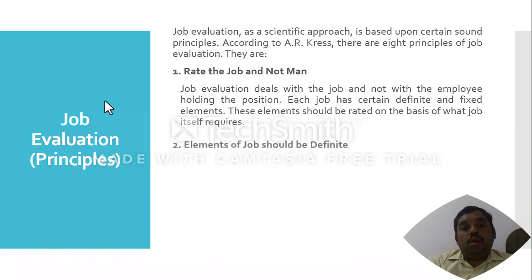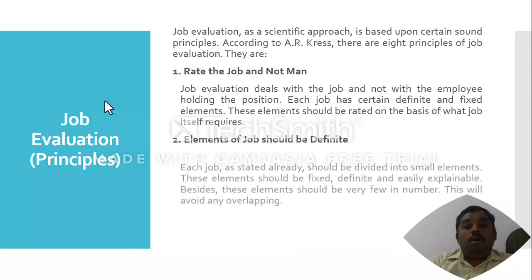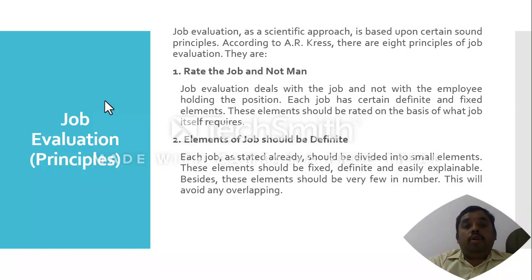And the second one is all about the elements of a job, which should be definite. They should be a proper thing in the job, not about the person. Each job, as stated already, should be divided into small elements. These elements should be fixed, definite and easily explainable. Besides this, elements should be very few in number. This will avoid any overlapping. So they concentrate on this particularly.